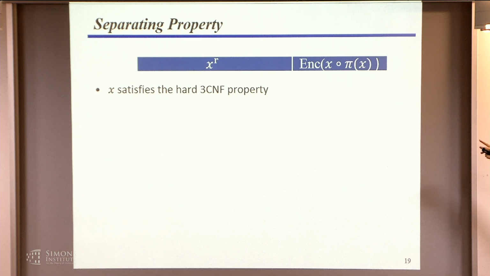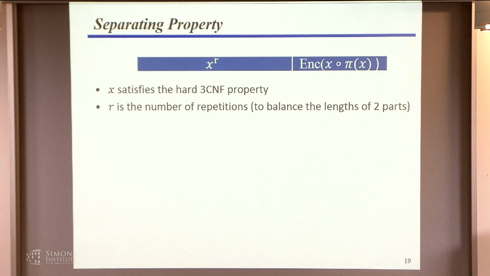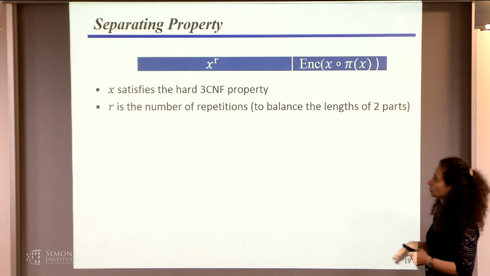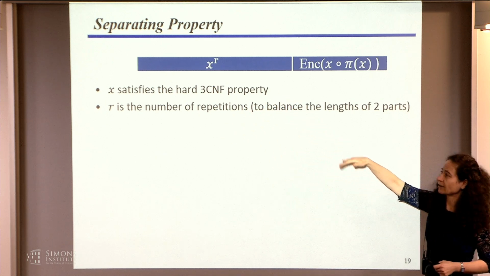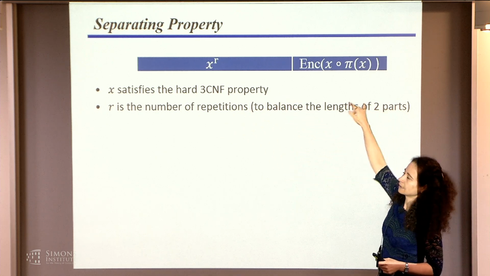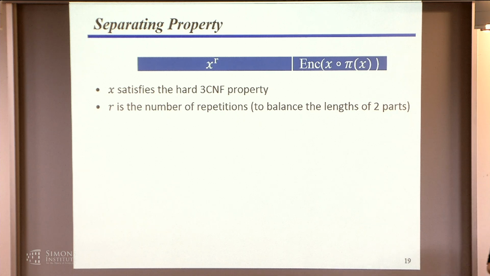The first part of the property of the input string is called the plain part. There we just take some string x that satisfies the hard 3CNF property, and we repeat it a certain number of times to balance these two parts. We want this part to be a constant factor larger than the encoded part. We want it to be really hard to make changes to this input x, in the sense that you have to pay lots in the distance if you make changes in x.